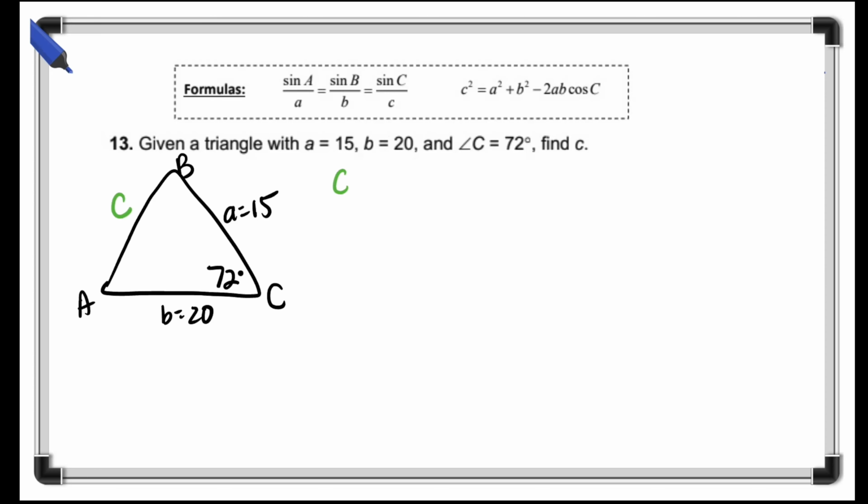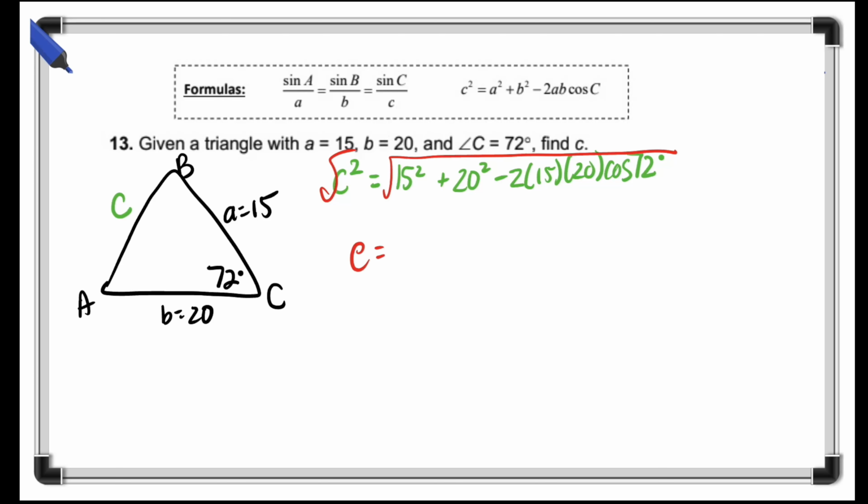So we're going to use C squared is equal to 15 squared plus 20 squared minus 2 times 15 times 20 times the cosine of angle C, which is 72 degrees. Now, when you are trying to figure out what this is, you can just take the square root. So you can just plug that entire thing in your calculator to find C, and you would get 20.97 for side C.